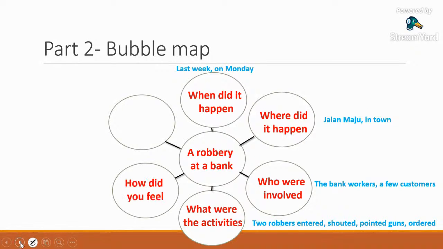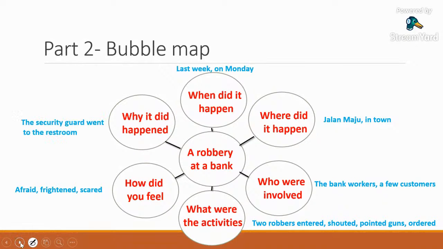Next. How did you feel? So you can write you were afraid, you were frightened, you were scared. Why did it happen? The security guard went to the restroom, for example. How did the robbery happen? Maybe at that time there was no security guard, or maybe it was during the opening time. So you can write some of the examples.